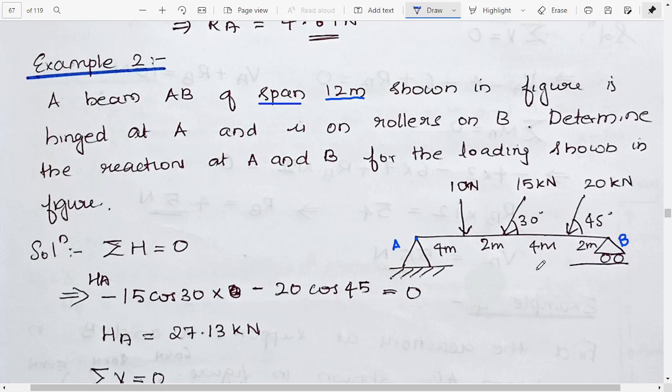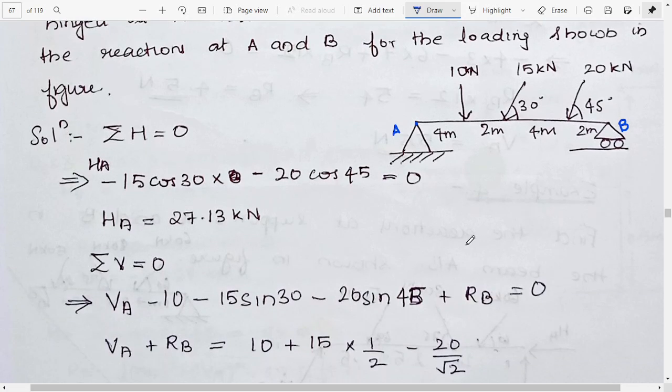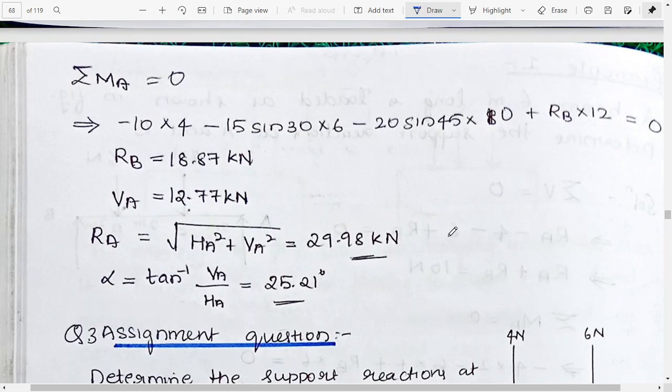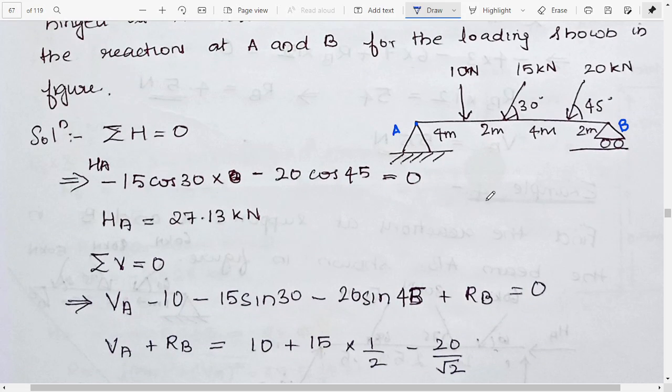Okay, so what we'll do here is that first we need to draw the diagram. There is no diagram given here, so we'll just draw the diagram. So these are the forces which are acting. There will be two reaction forces on the hinge A, and there will be only a vertical force in the roller B. And these are the forces 10 Newton, 15 Newton and 20 Newton respectively.